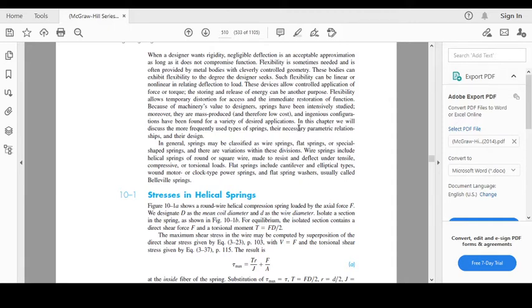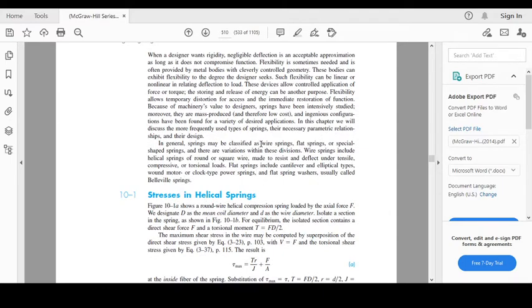Okay, this chapter will discuss the more frequently used types of springs, the necessary parametric relationships, and their design. In general, springs may be classified as wire springs, flat springs, or special shape springs, and there are many variations of these. Wire springs include helical springs and square wire, made to resist and deflect under tensile, compressive or torsional load. Flat springs include cantilever and elliptical types, and wound motor or clock type.